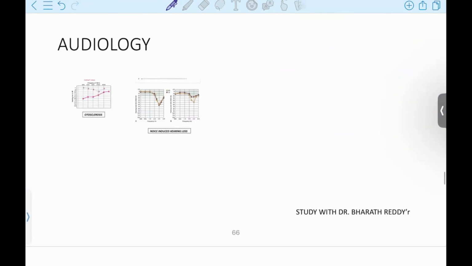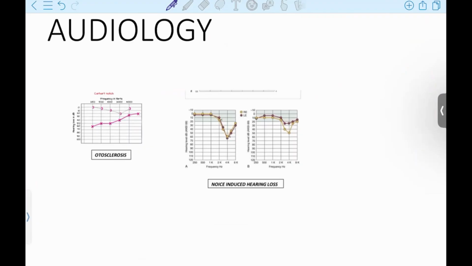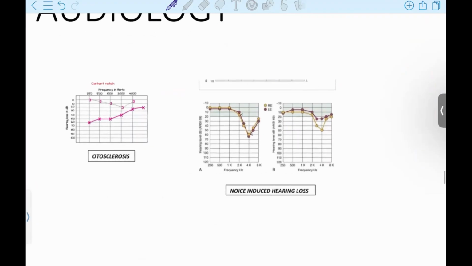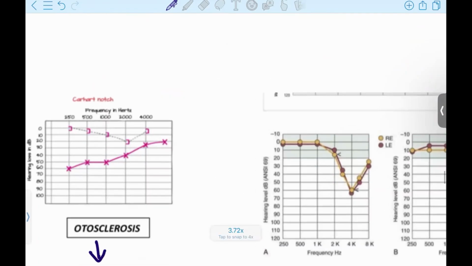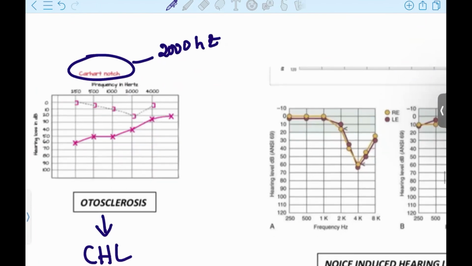Next, moving on to audiology. In audiology, we all know direct questions can be asked. So the first type is otosclerosis. Otosclerosis is a type of conductive hearing loss. So at 2000 Hz, this is known as the Carhart notch, and this will be known as your dip. A sudden dip is seen at 2000 Hz due to the Carhart notch in the otosclerosis condition.